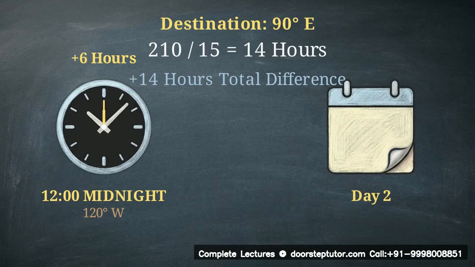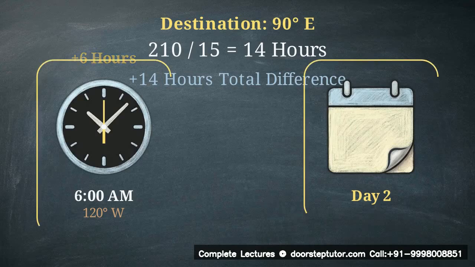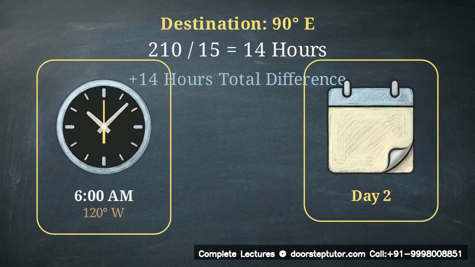requires careful counting. Moving forward 8 hours brings the clock face to 12. Reaching 12 signifies midnight. This rollover automatically advances the calendar to the next day. We then add the remaining 6 hours of our difference to midnight. The final result is 6 a.m. on the following day, illustrating how large longitudinal gaps frequently cross calendar boundaries.